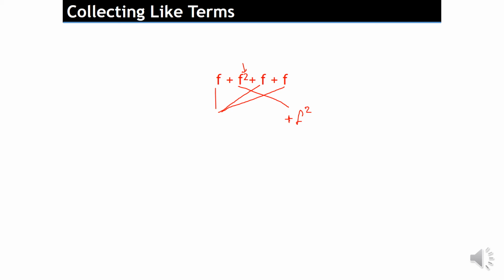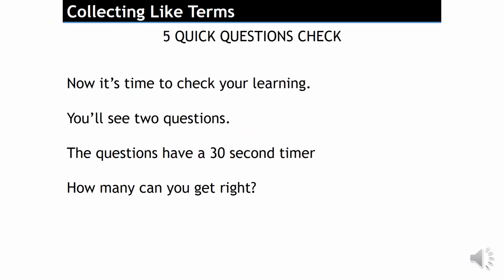So what do we get if we add f, add f, add f? So how many lots of f have I got? It is 3 lots of f. So our answer is 3f plus f squared for that one. So again, we can't do anything with that because this isn't a like term with this. So 3f plus f squared.